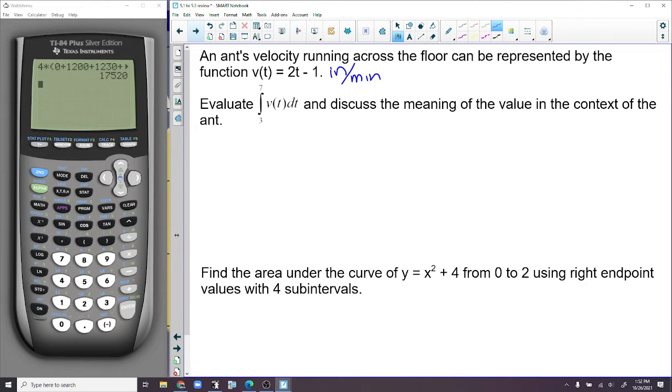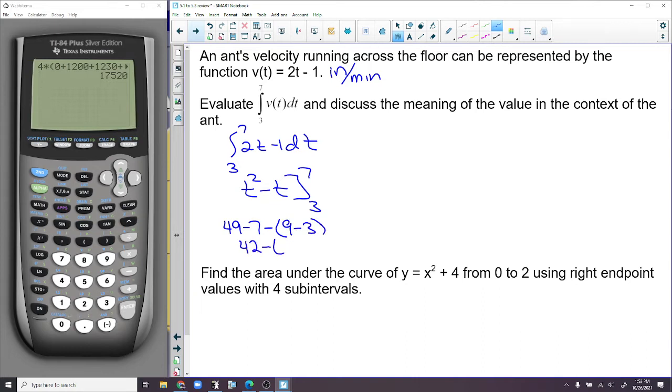So we're not going to use graphs this time. It doesn't say to. So we're going to integrate from 3 to 7 of 2t minus 1 dt. And I'd rather do the antiderivative if I'm given the choice. So t squared minus t from 3 to 7. We plug in the top number, 49 minus 7. We plug in the bottom number, 9 minus 3. So 42 minus 6, so 36 inches.